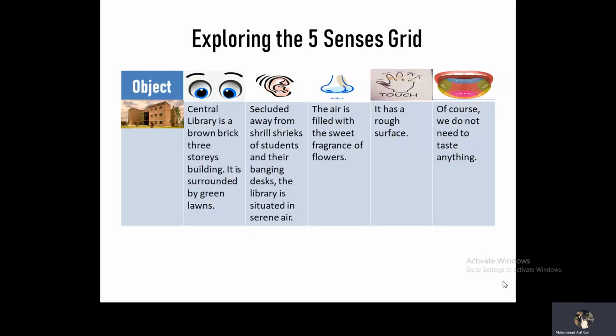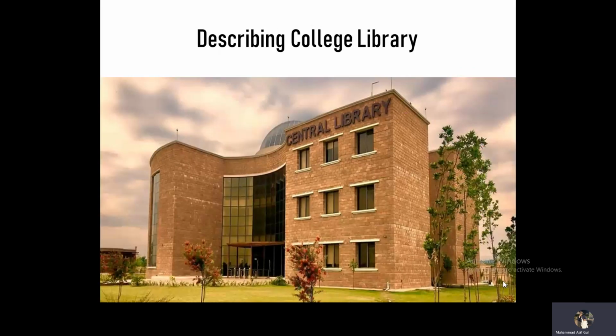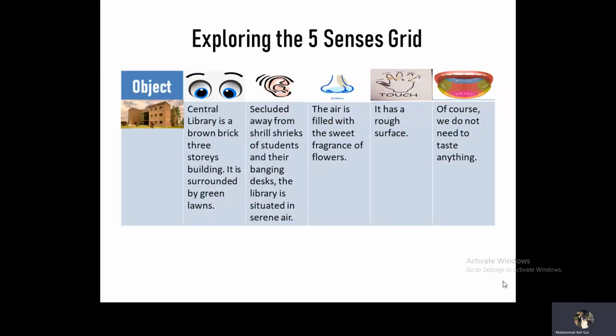And then we have to use our sense of touch, and as we can see that this is a brick building, so bricks are not very soft to touch, so it must be a rough surface. We have touched it, and we have to write that it has a rough surface. Our library has a rough surface.